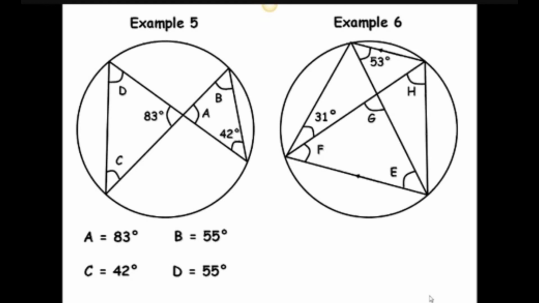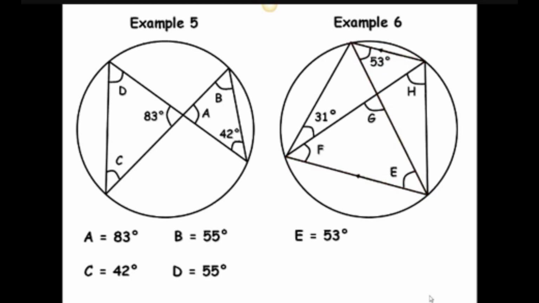So again, let's start with the earliest letter in the alphabet, E, and notice that you can see a Z shape there. So you've got 53 and you've got E. The top and bottom of the Z are both parallel to each other. So 53 and E are alternate angles, and alternate angles are equal to each other, which means that E must be 53 degrees.